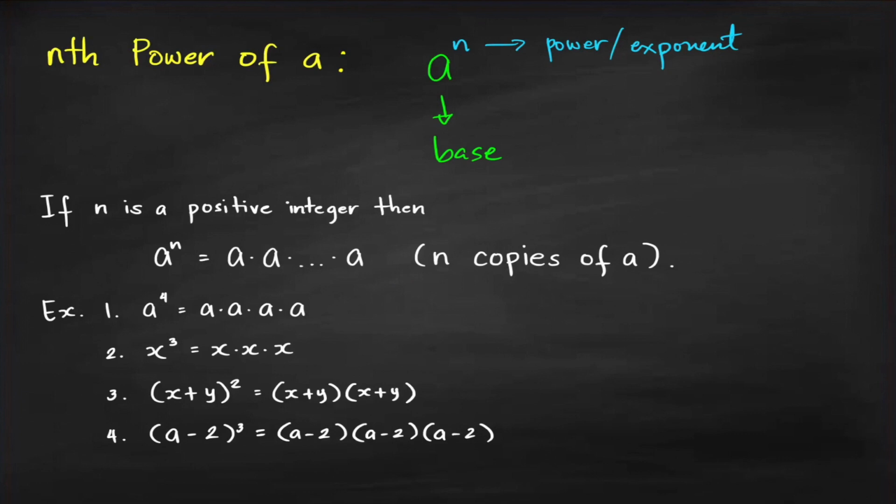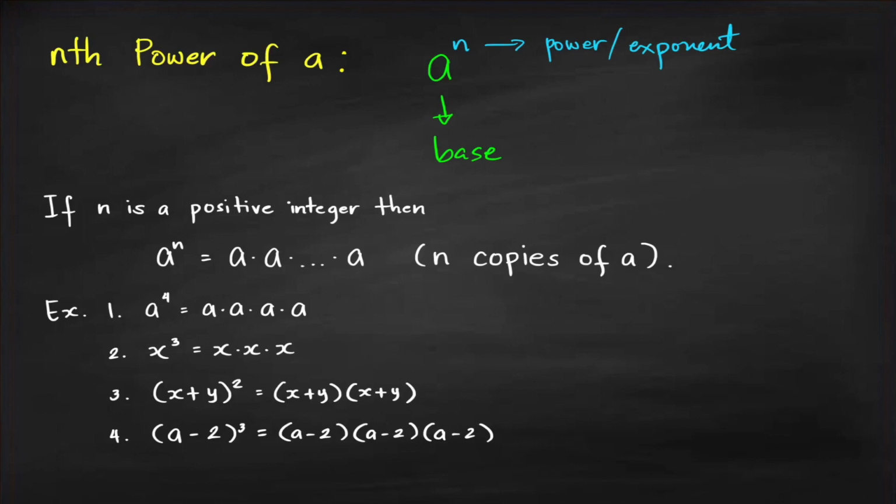So for example, if n is equal to 4, a raised to the fourth power or a raised to 4 is equal to the product of 4 copies of a. If we have x cubed, this is equal to products of 3 copies of x. The square of x plus y means it's a product of 2 copies of x plus y. And lastly, if we have the cube of a minus 2, this is equal to products of 3 copies of a minus 2.